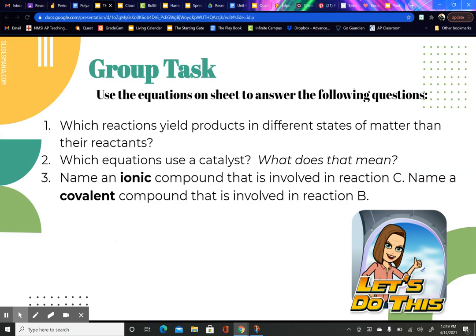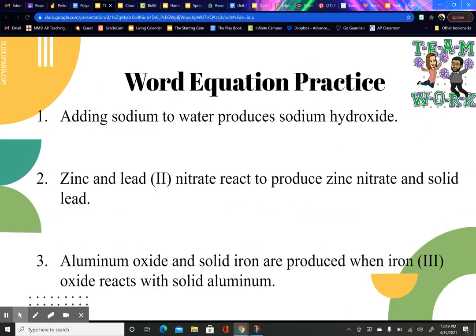Okay, moving on. All right, guys, I'm going to walk through 3 examples of these word equations, turning word equations into chemical equations. And then I'm going to ask that you practice 5 that are on the handout that's linked in Google Classroom on your own. And you can just copy those onto your notebook paper to complete that assignment.